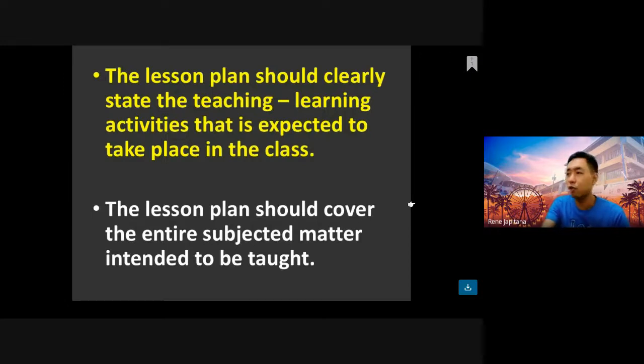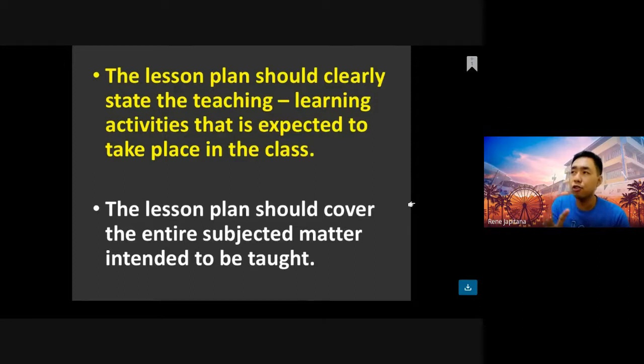subject matter. So what is the subject matter? Meaning to say, what will be the content of the lesson that is intended to be taught by the teacher. For example, for this day, we are going to teach the different parts of the human body. So that's the subject matter that we intended to teach in our plan.